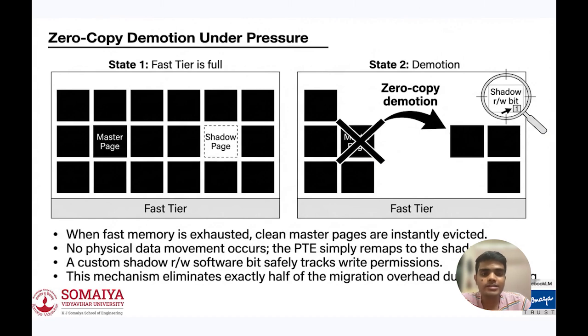When fast memory is exhausted and demotion is required, rather than copying data back to the slow tier, which is exactly the expensive operation you're trying to avoid when you're already thrashing, Nomad simply remaps the PTE to the pre-existing shadow copy. No data movement whatsoever. The shadow eliminates the demotion write entirely, which turns out to account for roughly half the migration overhead in thrashing scenarios. This is the mechanism that allows Nomad to degrade gracefully, where exclusive tiering systems like TPP effectively deadlock on IO.